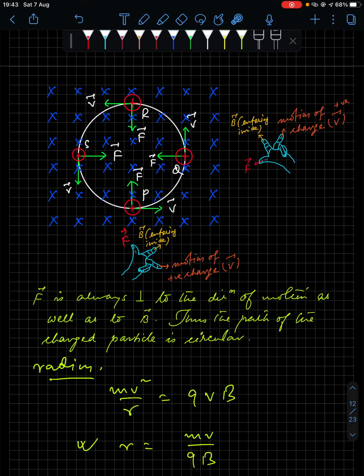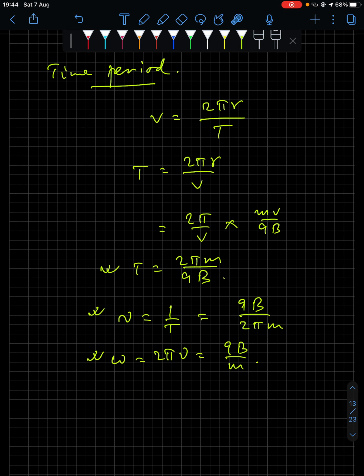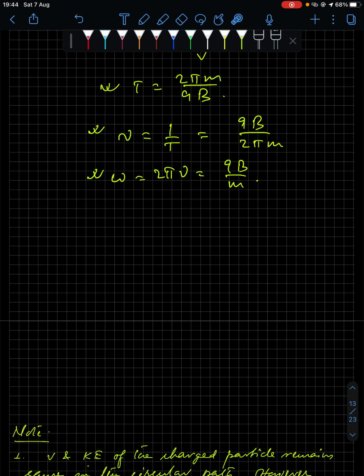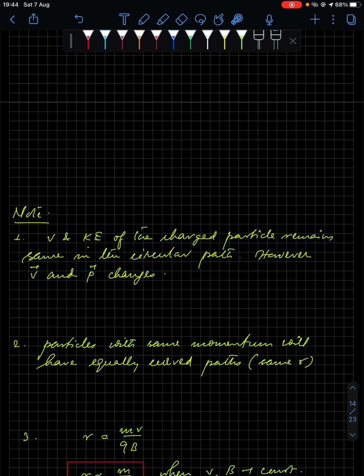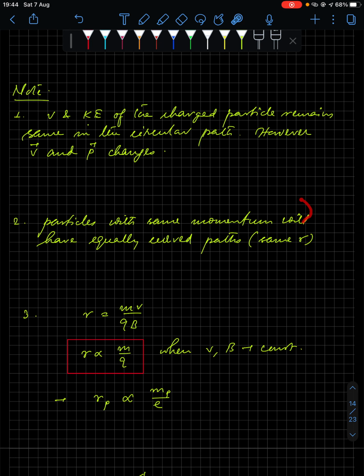Now the charged particle is describing a circular path. You see, velocity is a vector quantity, right? But speed is a scalar quantity. Momentum is a vector quantity and energy is a scalar quantity. So in this situation, velocity and momentum are changing, but speed and kinetic energy of the charged particle remain the same throughout the circular path. They remain constant. So that point is there in the note. You can go through note number 1 and note number 2.